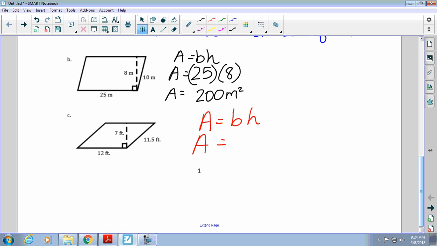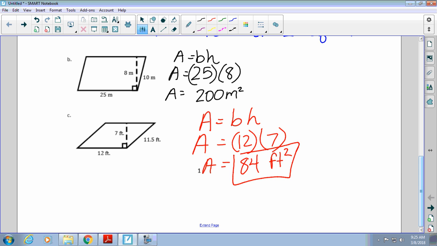So the base is what here? 12. All right, and then the height is 7. Yep, and 12 times 7, last time I checked, was 84. 84. What unit, everybody? Feet squared. Very good. 84 feet squared.